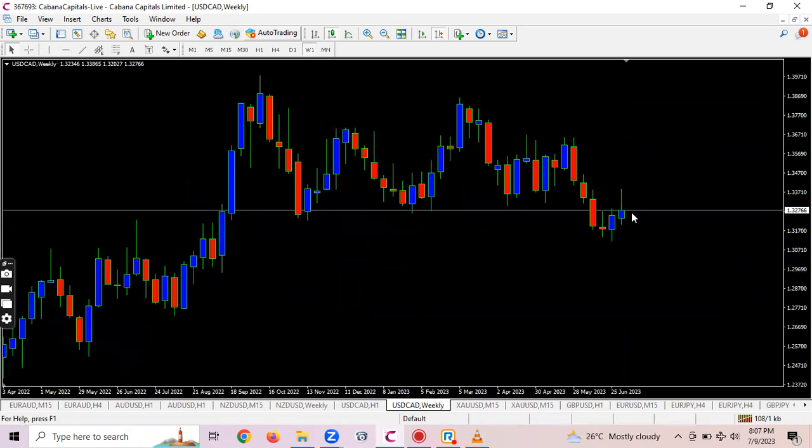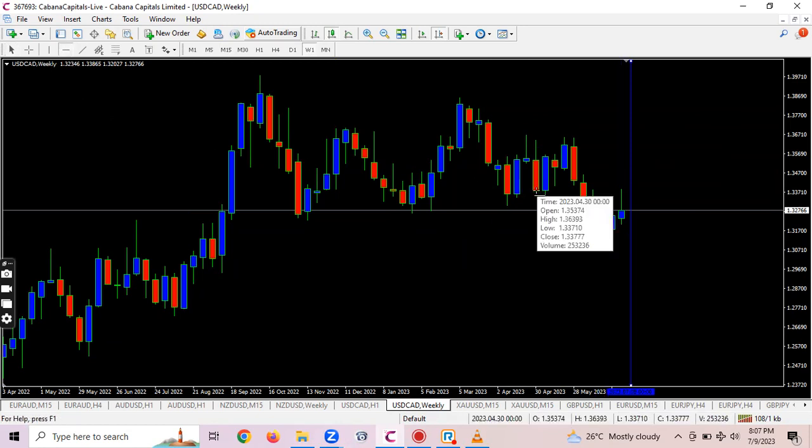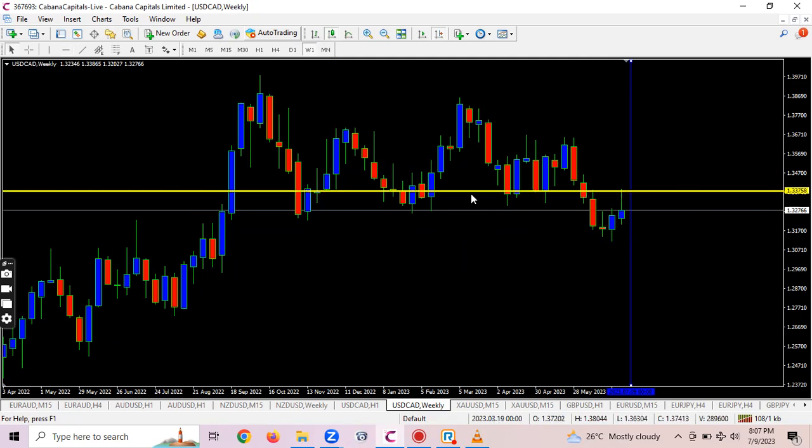It closed as a shooting star. This is a shooting star after hitting a support level turned resistance, you can see that's the reason for this strong rejection. So this confirms change in trend from bullish to bearish.